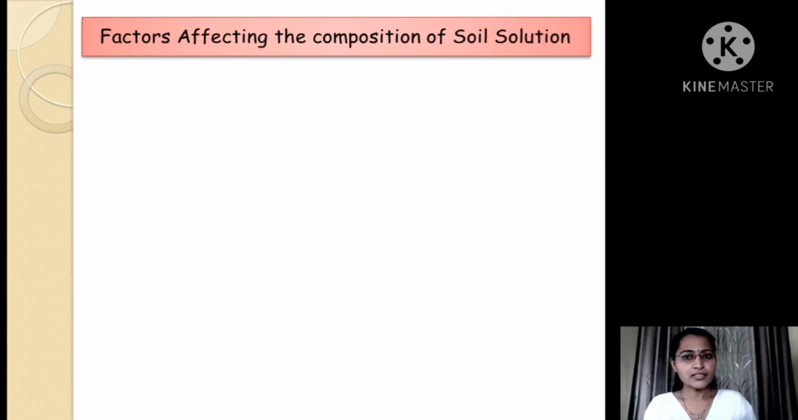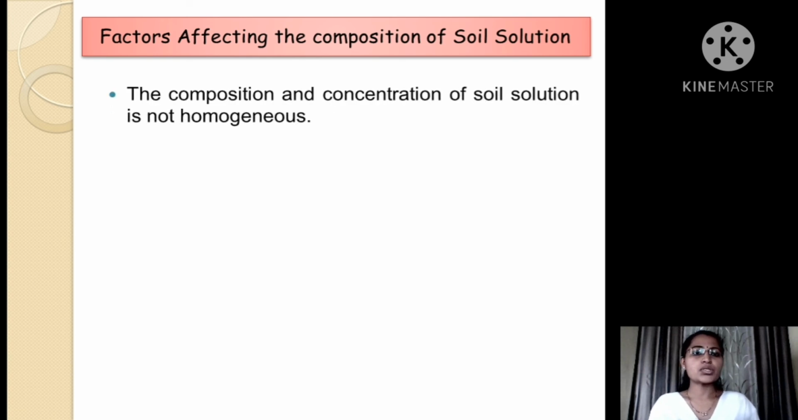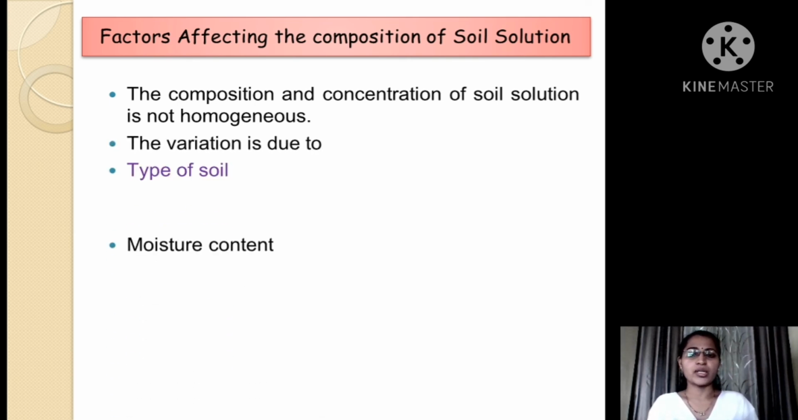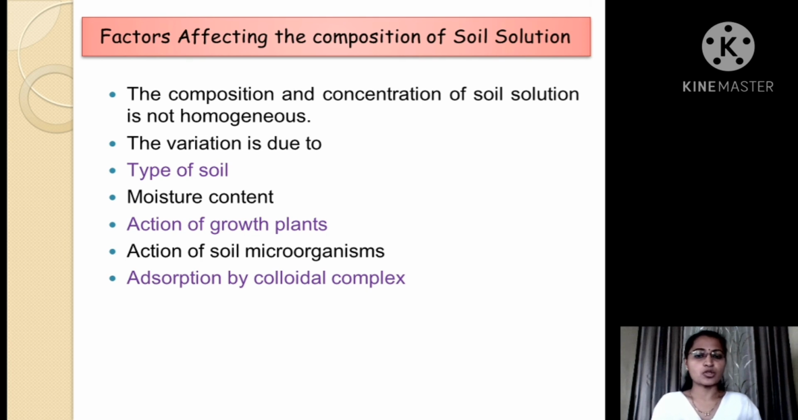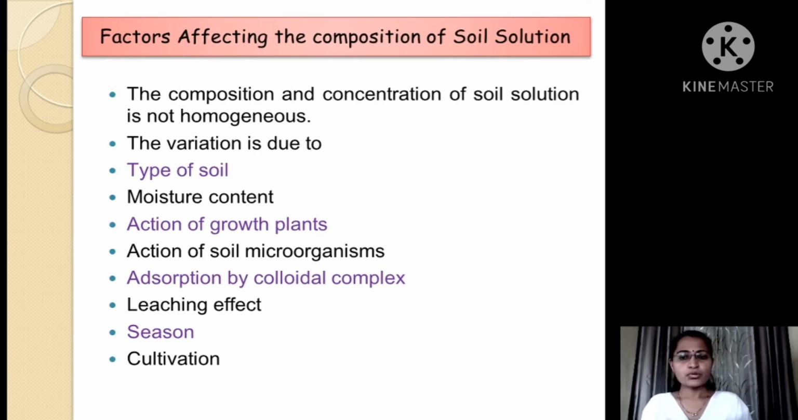Now see the factors affecting the composition of soil solution. The composition and concentration of soil solution is not homogeneous, and the variation is due to type of soil, moisture content, action of growing plants, action of soil microorganisms, absorption by colloidal complex, leaching effect, season, and cultivation. That means we want to see all these factors which affect the composition of soil solution.